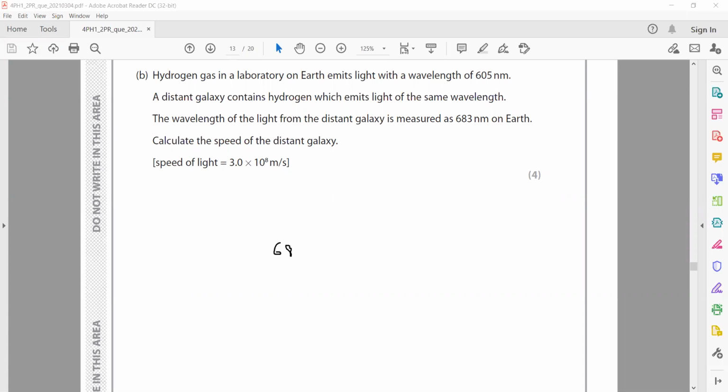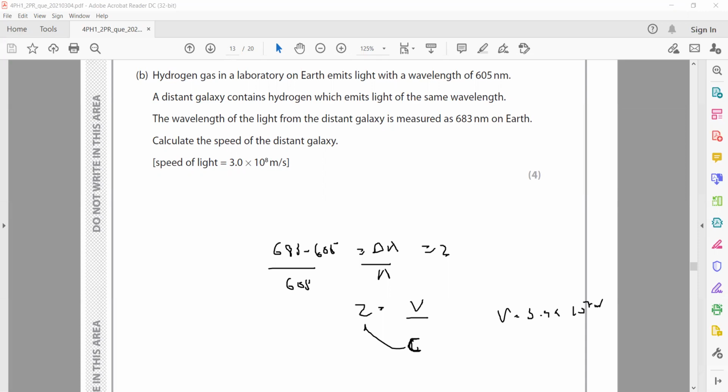So 683 minus 605 divided by 605, the original, because the change in wavelength over original wavelength will give us the Doppler shift. So Doppler shift is equal to v by c, where v is the speed at which that galaxy is moving, so we multiply by the speed of light, which is 3 × 10^8. After getting the Doppler shift and multiplying, we get v as 3.9 × 10^7 meters per second.